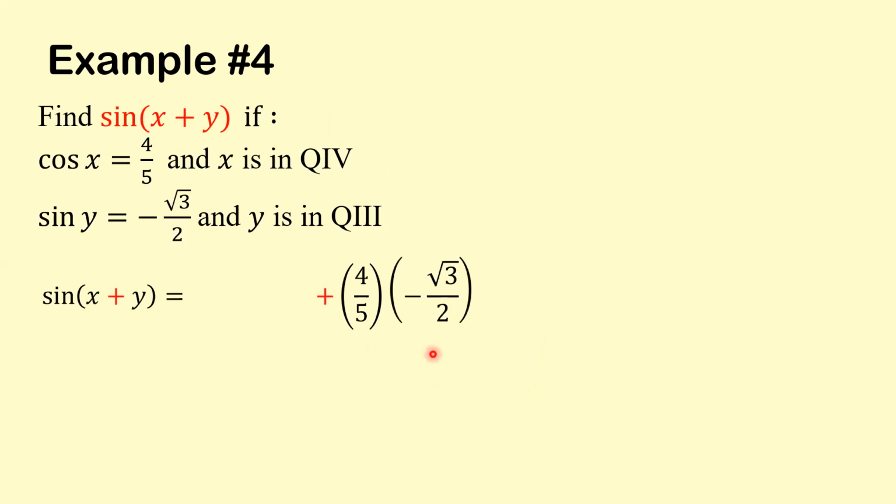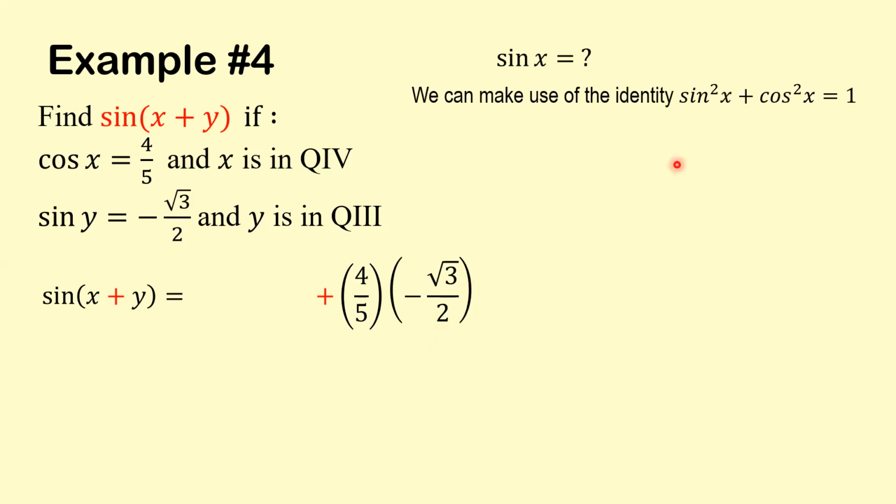So, dito tayo ngayon, no? Ayan na siya. Sine x, ano kaya yan? We can make use of the identity sine squared plus cosine squared equals 1. Since we know the cosine x, gamit tayo nitong right triangle.